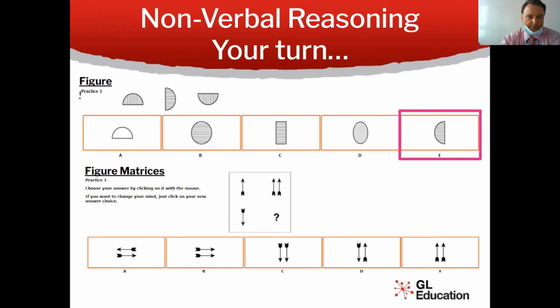Figure matrices. They have to choose the answer by clicking on the mouse. Again, very similar to the one we looked at just before. This one, they have to work out which is the next, the image below the double arrow. So this one should be C, I hope it is, it's C.